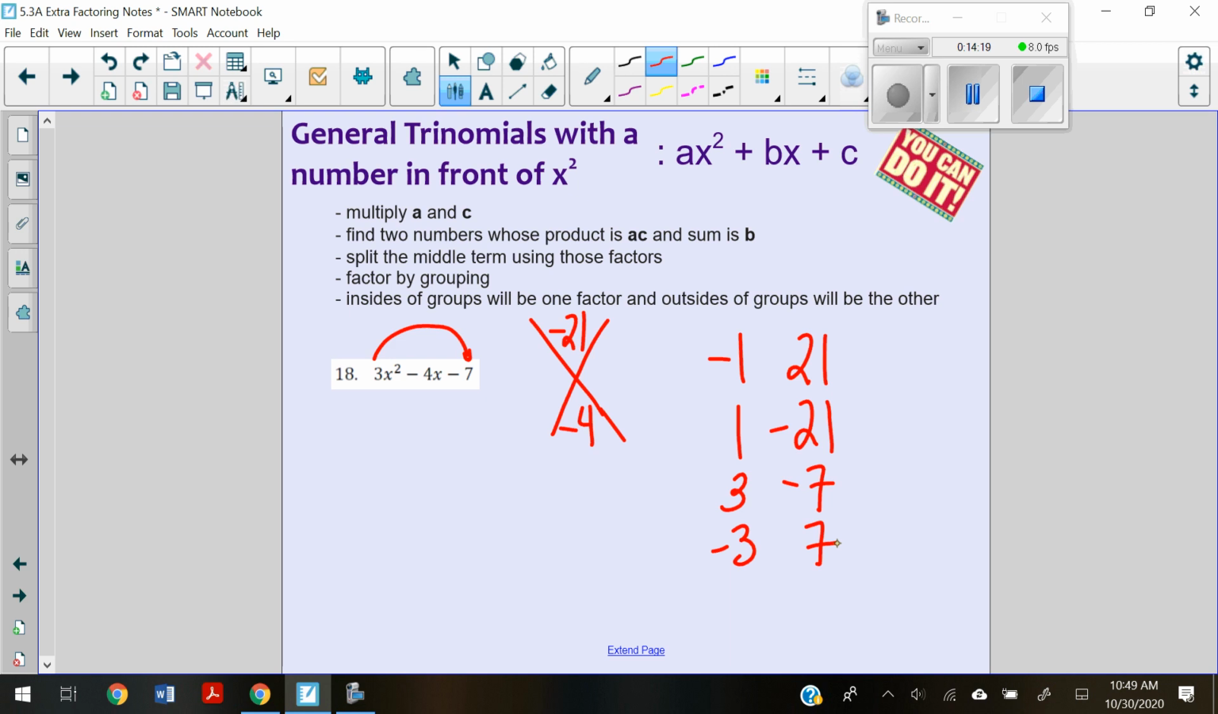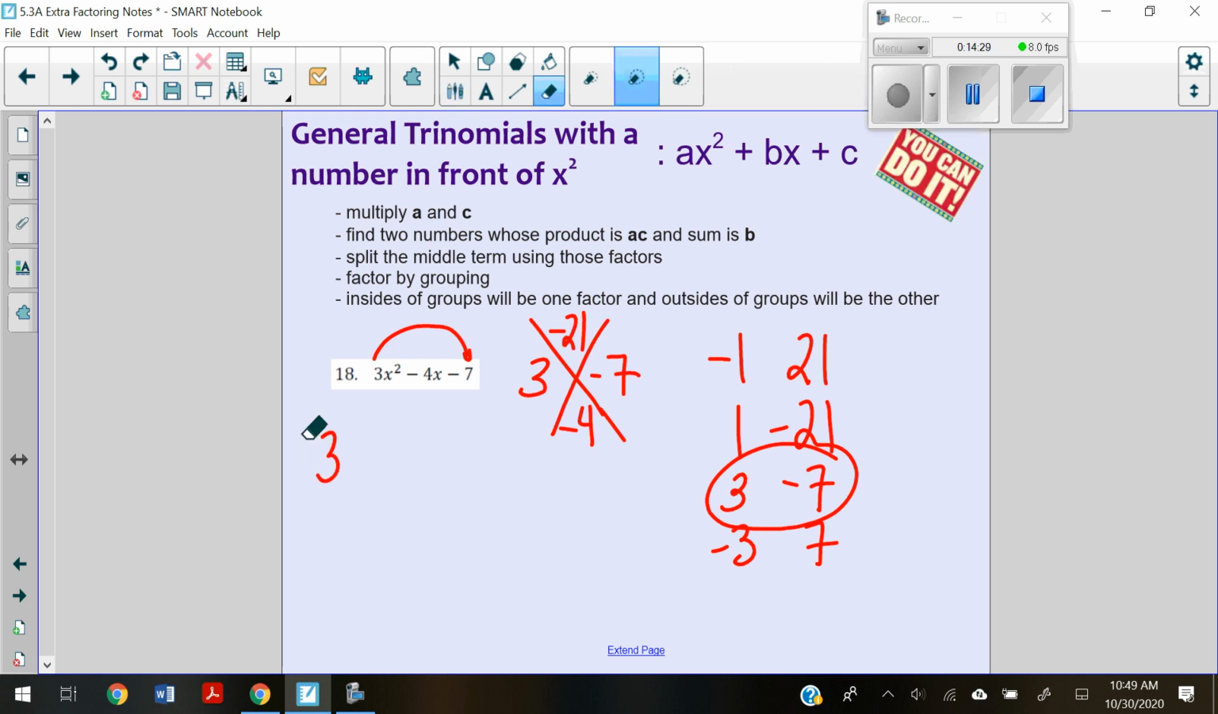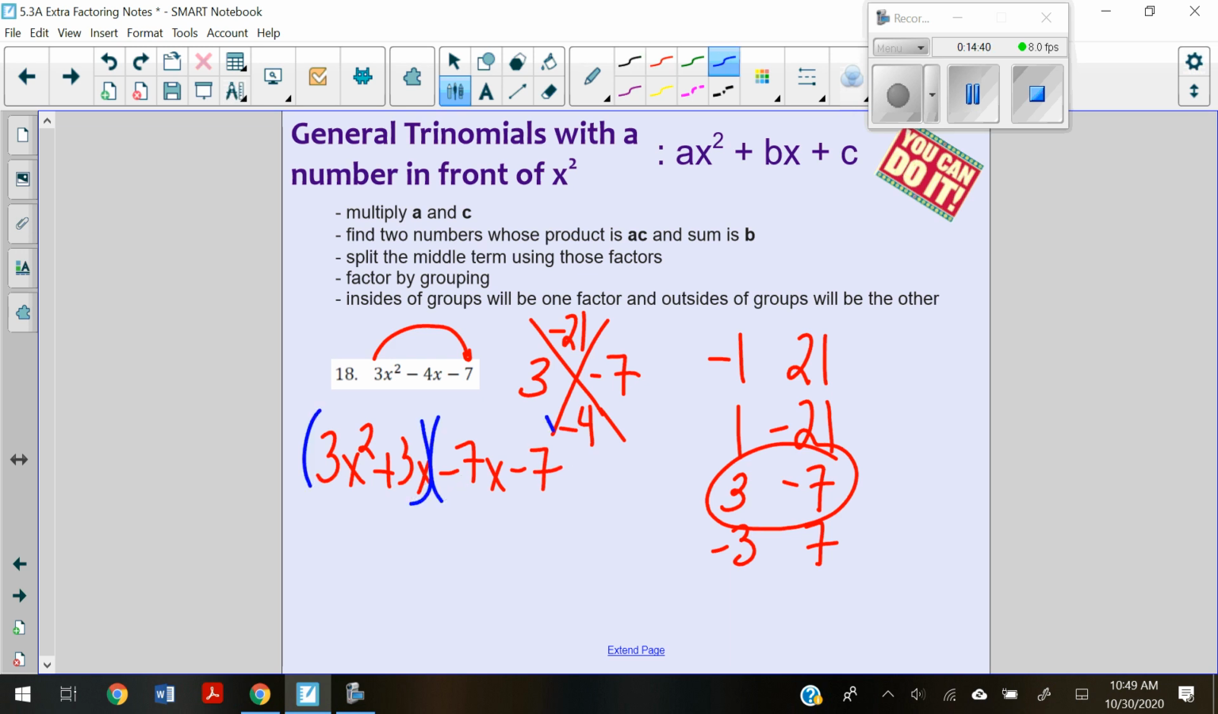So which ones of those add to negative 4? Well, it's our 3 and our negative 7. So let's go ahead and split our middle term. So 3x squared plus 3x minus 7x minus 7. So we're going to do our grouping. So I can take out, this one's nice, I can take a 3x out of both of those. But when I divide it out, it ends up plus 1 there.